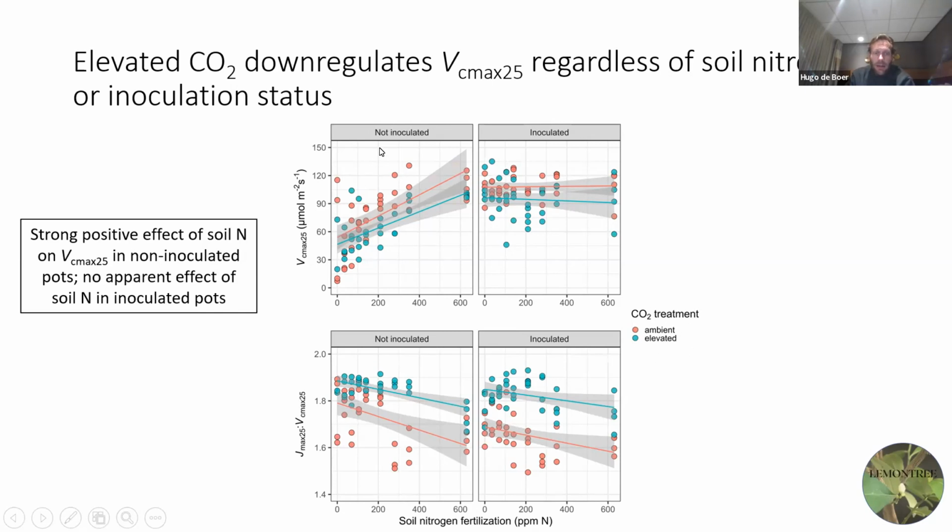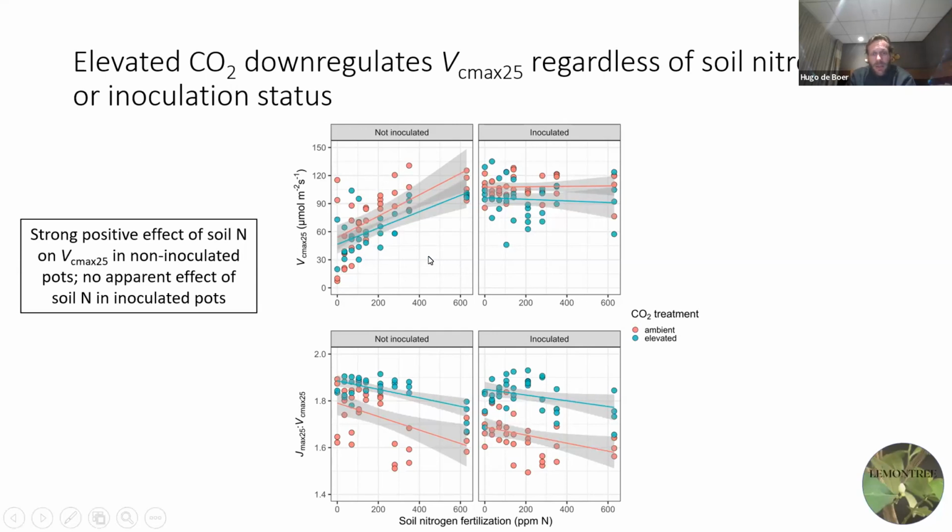And very clearly, both the inoculated and the not inoculated plants are showing typically higher VC max in the ambient CO2 concentration and lower VC max in the elevated CO2 concentration. So if plants indeed grow under higher CO2, they downregulate the investment in nitrogen in their tissues.